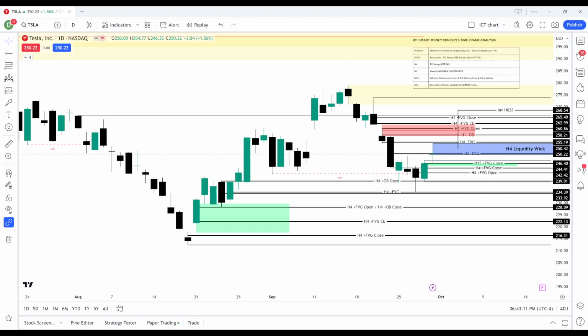This is Rustic, and we're going to be taking a look at Tesla's chart, looking where price came from, where price is today, and where price is likely to head into next week. So let's go ahead and get started. It's October 1st.